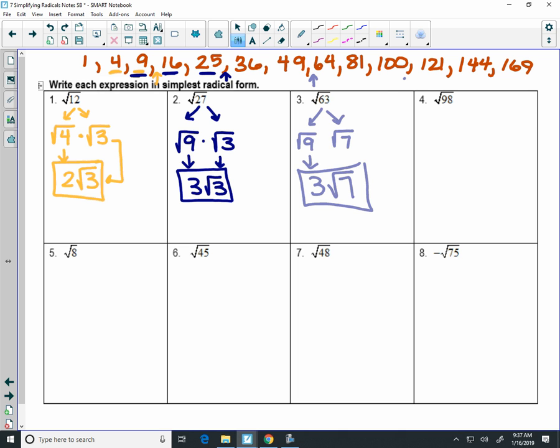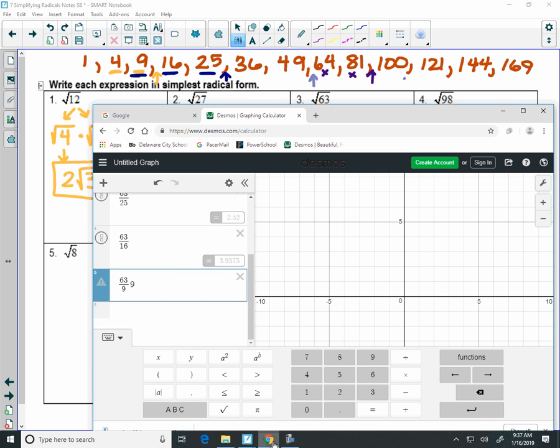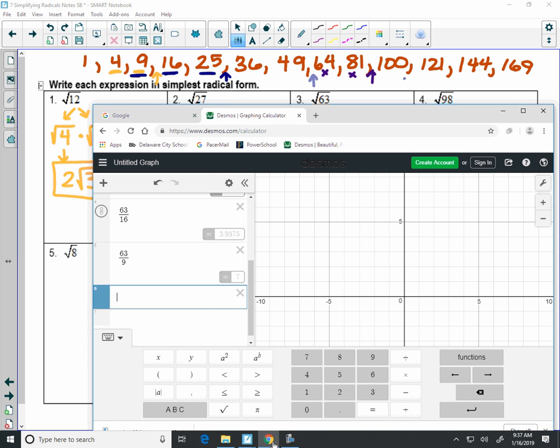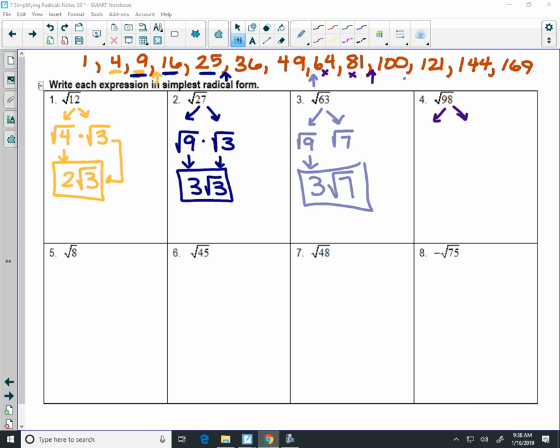Okay, let's look at 98. We know we're going to break it. 98 is here by 100. 81 is not going to go in. 64 is not going to go in. Let's try 49. So 98 divided by 49 is 2. So 49 does go into 98. So I can break down 98 into square root of 49 times square root of 2. And then the square root of 49 is 7.